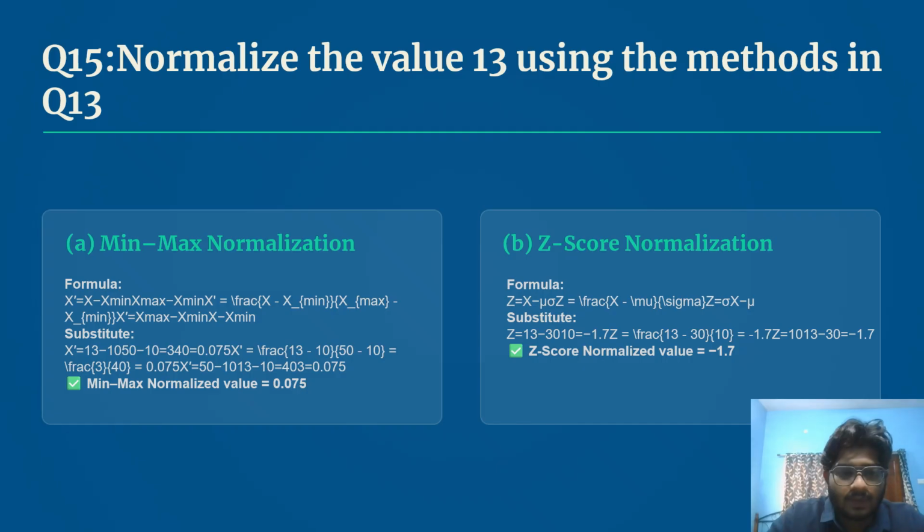And here we put the values and we got 0.075 as the answer. And for B, that is how we put the formula, then we substituted the values, and that is how we got the answer 1.7.